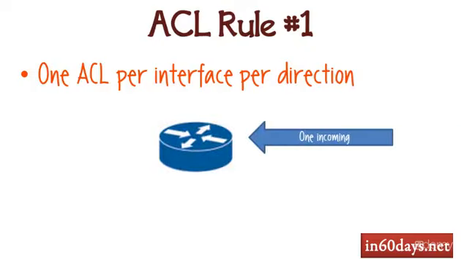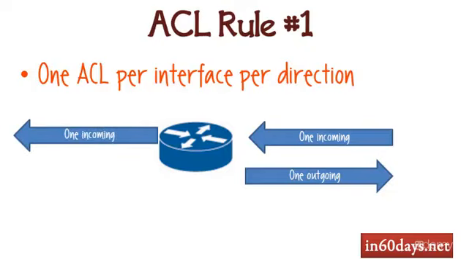So if you've got a serial interface on the outside, you can have one access list coming in and one going out, and the same for your LAN side as well. You can have one coming in and one outgoing. I'll come to the reason why that is, but to be honest, you should be able to configure everything you need in one access list on your router.